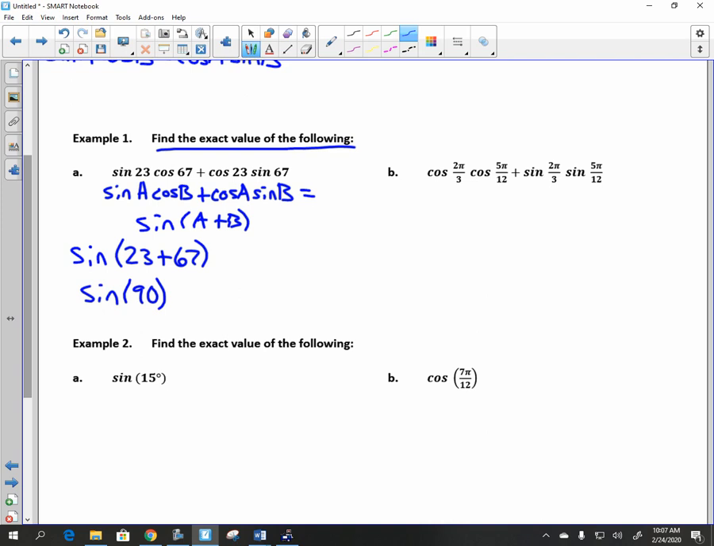90. What is the sine of 90? It is 1. Very good. Because you located the terminal point for 90 degrees, it's (0, 1). And again, sine is the y value, so you get 1. Excellent work. That's the exact value. And that's the work that I need to see on your test in that situation. Okay?